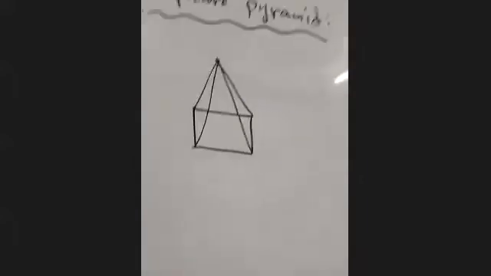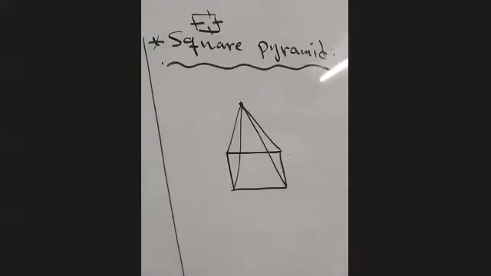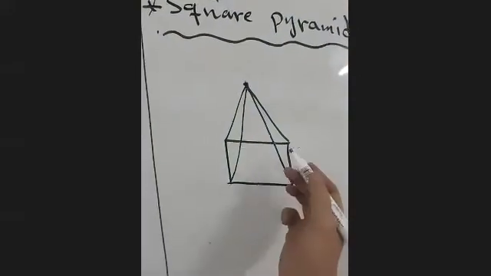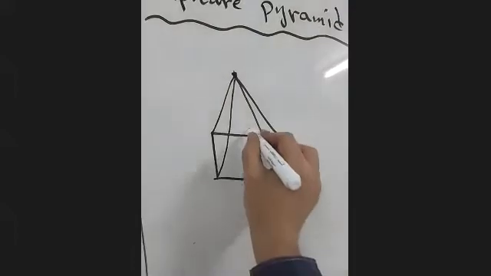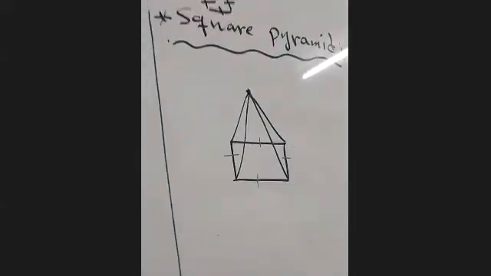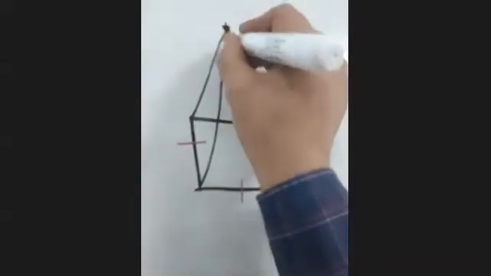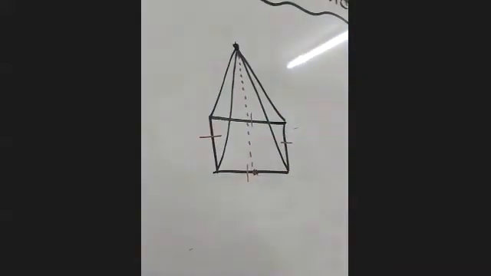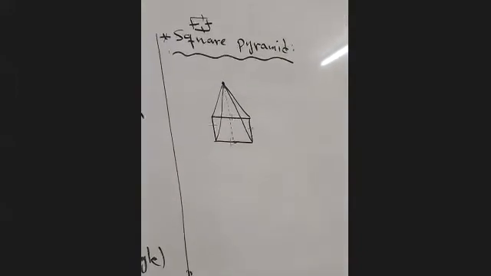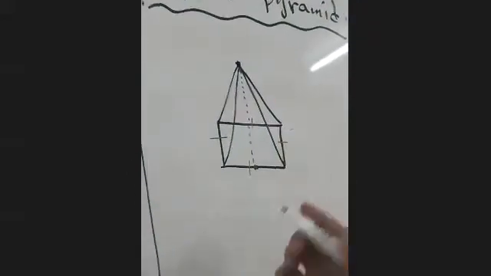Again, square pyramid means the four sides down are equal. This side equals this side, and this side, and this side. And the height of each triangle, guys, is the same. Focus, please. So to find the surface area of this square pyramid, what will we do?